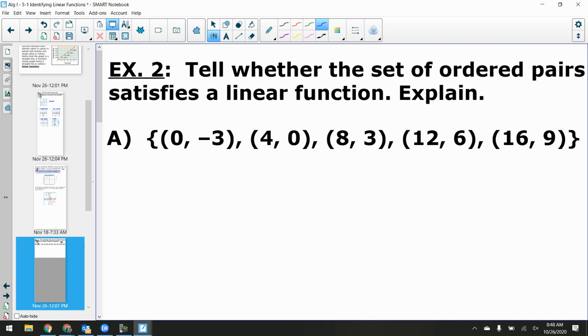All right, let's take a look at this one. Now, is this given to us in a table? No. So let's make a table out of it real quick, because it's going to be easy to see. Do I give you enough room to do it vertically? Yeah, maybe. So here's an XY table: 0, -3, 4, 0, 8, 3, 12, 6, 16, 9. So make yourself a little table real quick.